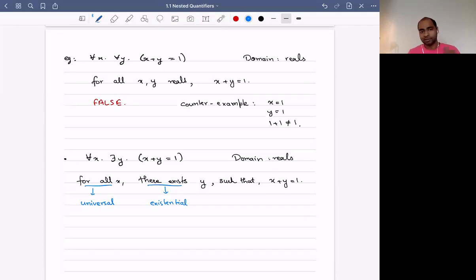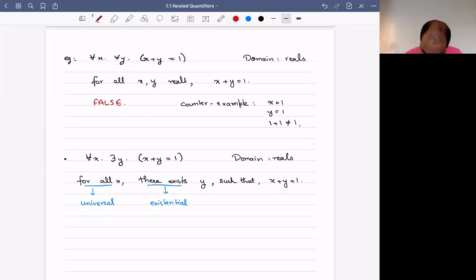So what's happening is the first player picks the variable value. Here it's universal, so you can pick any x. Now the second variable, the second person has to pick, is existential. So they have to pick one possible solution for that chosen value of x.